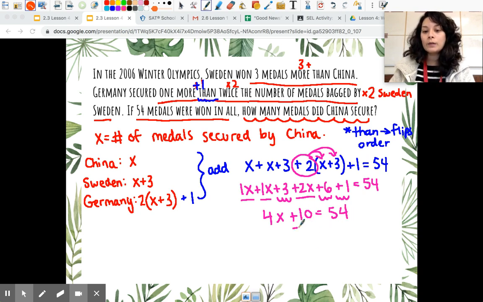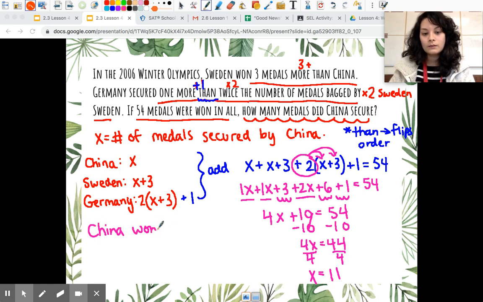I'm going to undo my positive constant by subtracting, bringing down my 4x equals 44 as my difference. I have to undo this coefficient by dividing, and I can do this one in my head. I get x equals 11. And again, this is the number of medals that was won by China. So the last thing I want to do is state my answers in words. So if China won this many medals, I can say China won 11 medals.